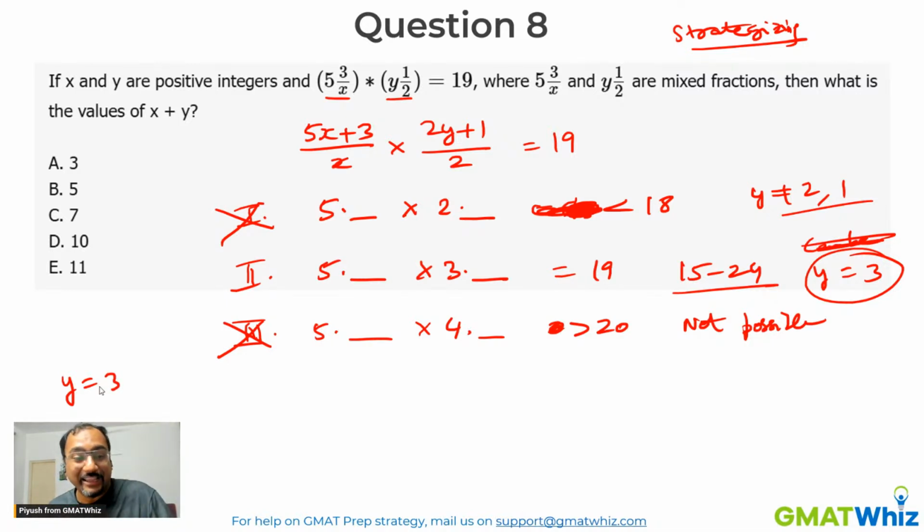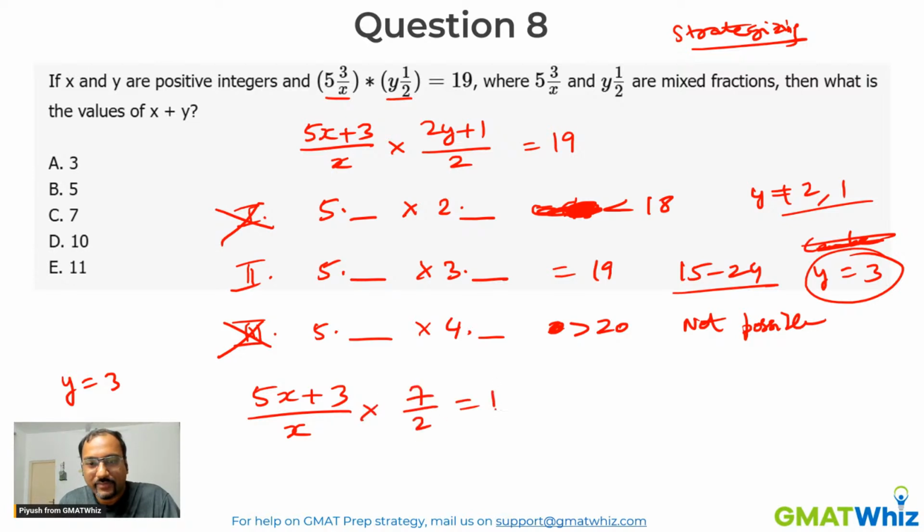I know my y. So what I said was, okay, let me replace that in the equation and see what happens. So I get 7 over 2, and I get 19. Now, after that, I was like, okay, should I try and plug in values for x? That was one of the options. Obviously, I could have done that.